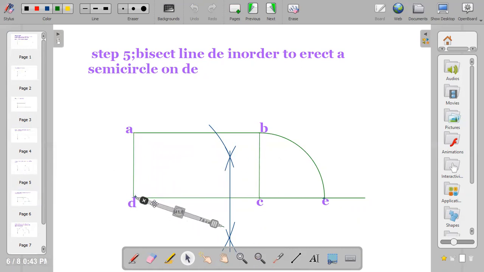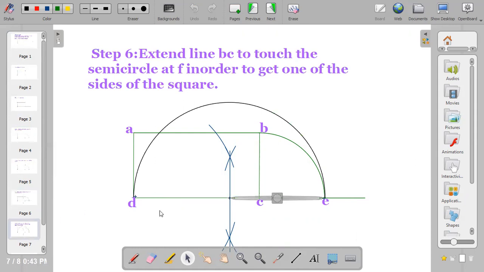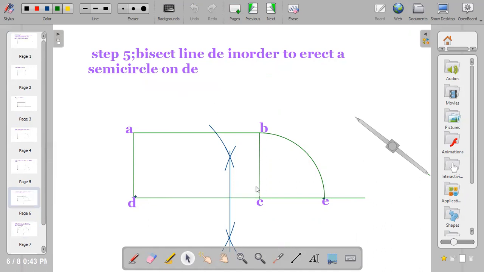Then you take it to point E and you repeat the same procedure. Strike an arc above and strike it below. So this line is called the bisector. From there, we'll move on to the next step, which is to draw a semicircle. We have to erect a semicircle on DE.